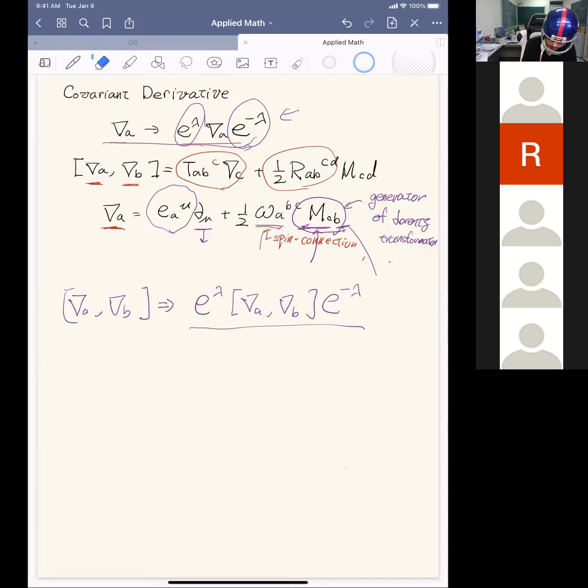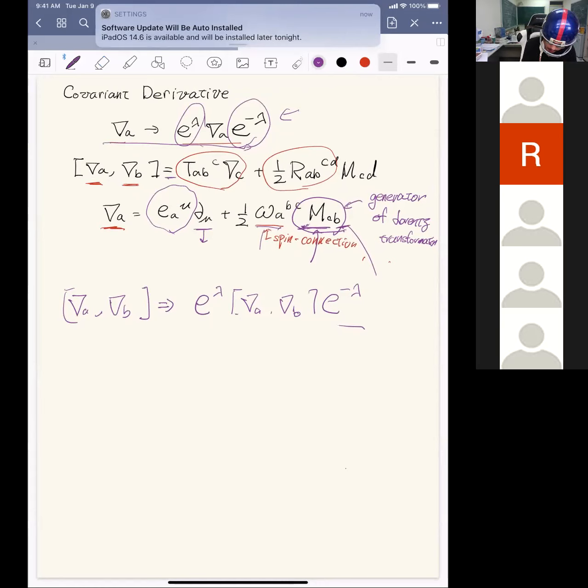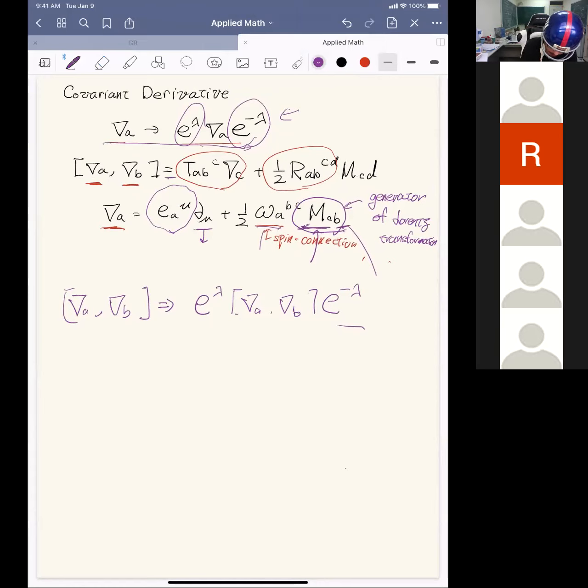Okay. And since this transforms in this fashion, therefore this is an equality sign. Therefore the objects on your right-hand side must also transform covariantly. So you can immediately conclude that DABC will transform as exponential lambda DABC exponential minus lambda. And also RABCD, which as I mentioned last time is actually our Riemann tensor, will also transform as lambda ABCD.